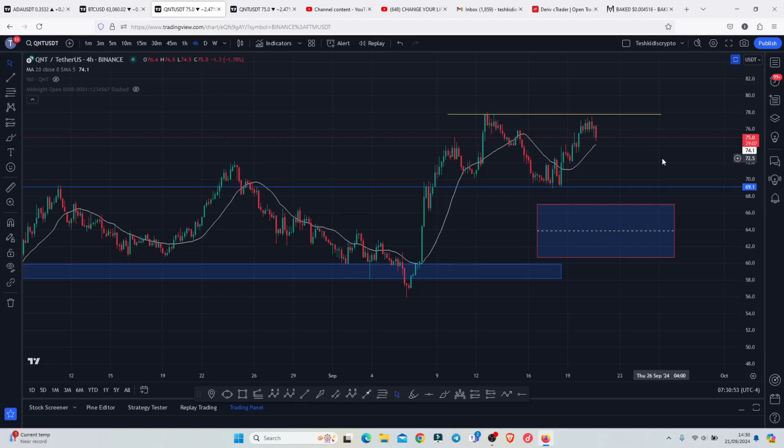QNT is one of the few coins that I believe is going to give us more than a 10x in this bull market. At the time of this recording, we are seeing a rejection at a key area of resistance above the $78, which has now led to the formation of a double top, which is a chart pattern that I will be discussing on today's update video.